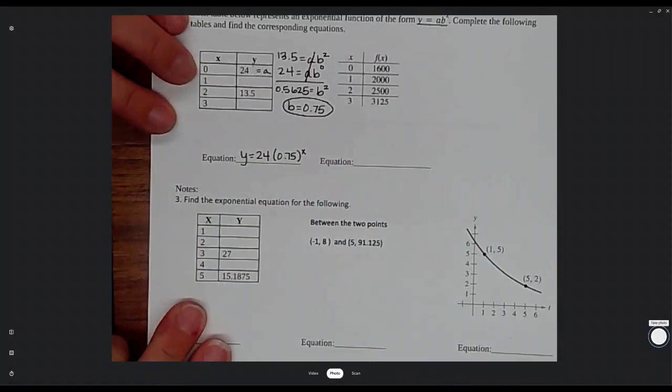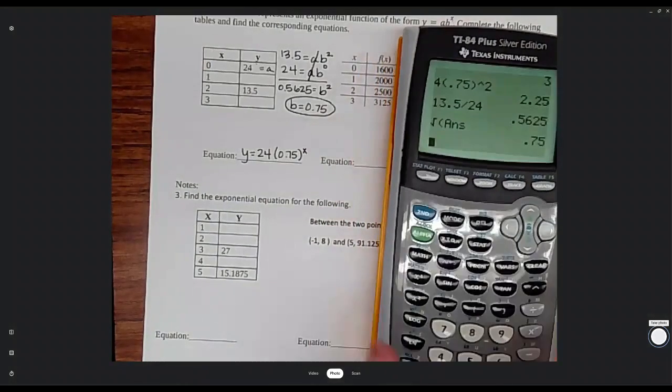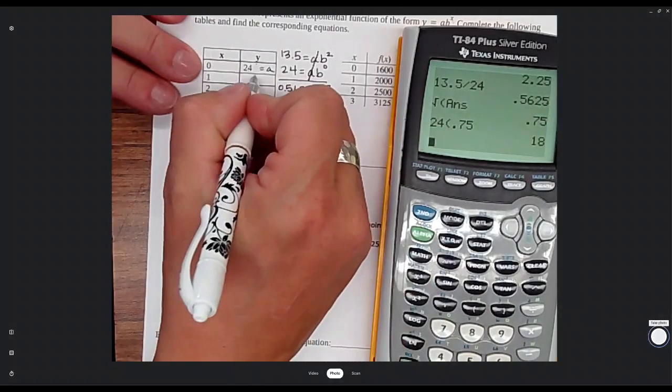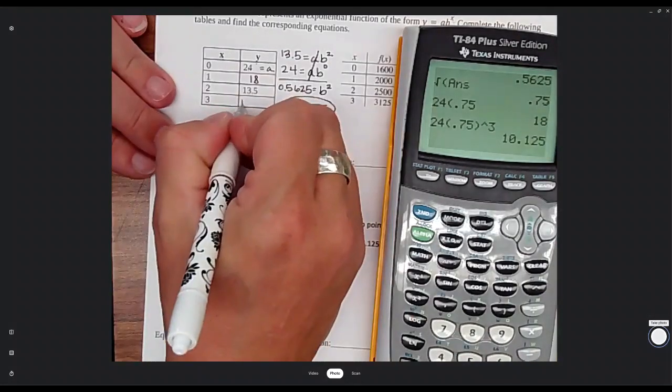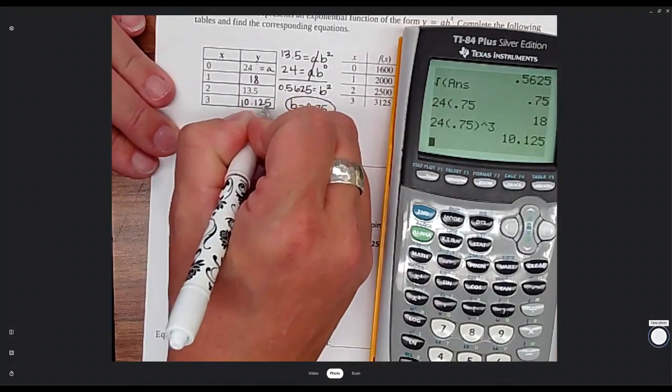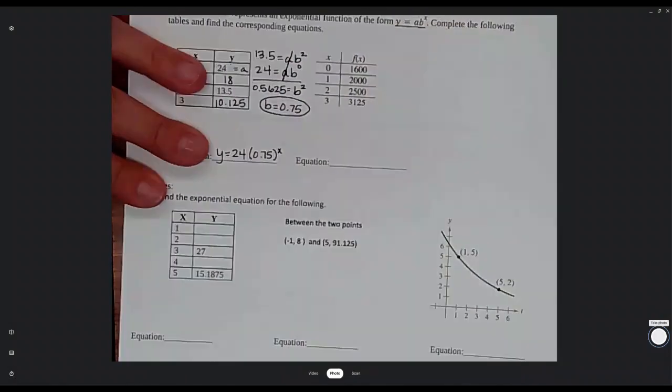Okay, now what we have to do is just fill in the rest of this table. Okay, so 24 times 0.75 raised to the first is 18. And then 24 times 0.75 raised to the, what is it, 3? 10.125.